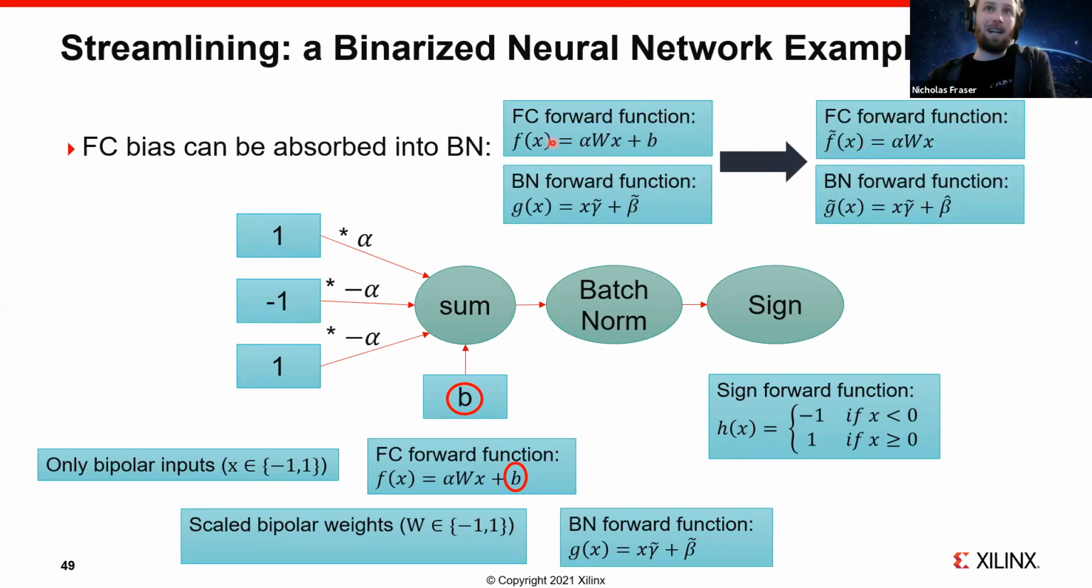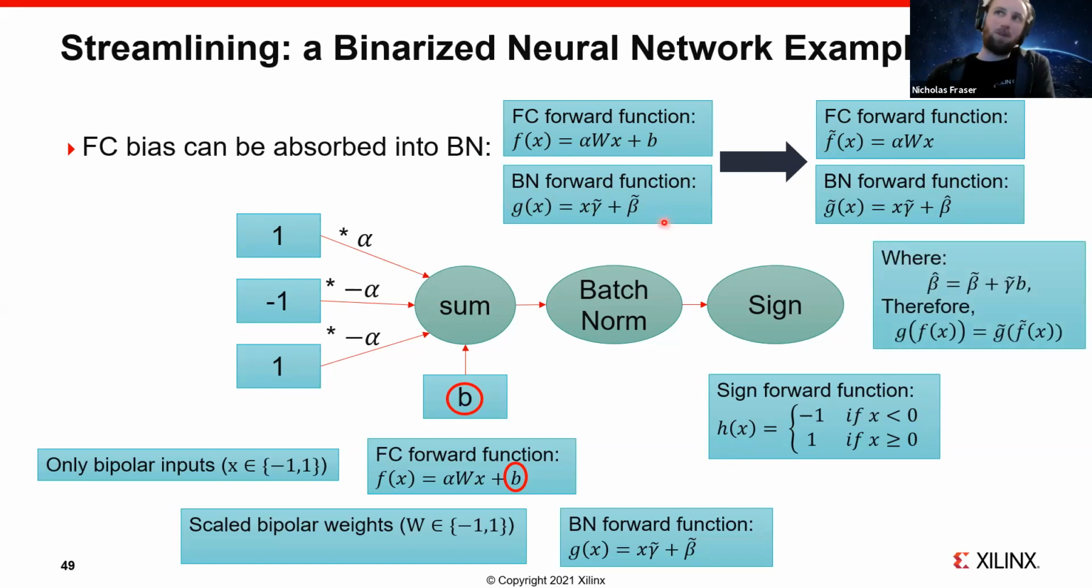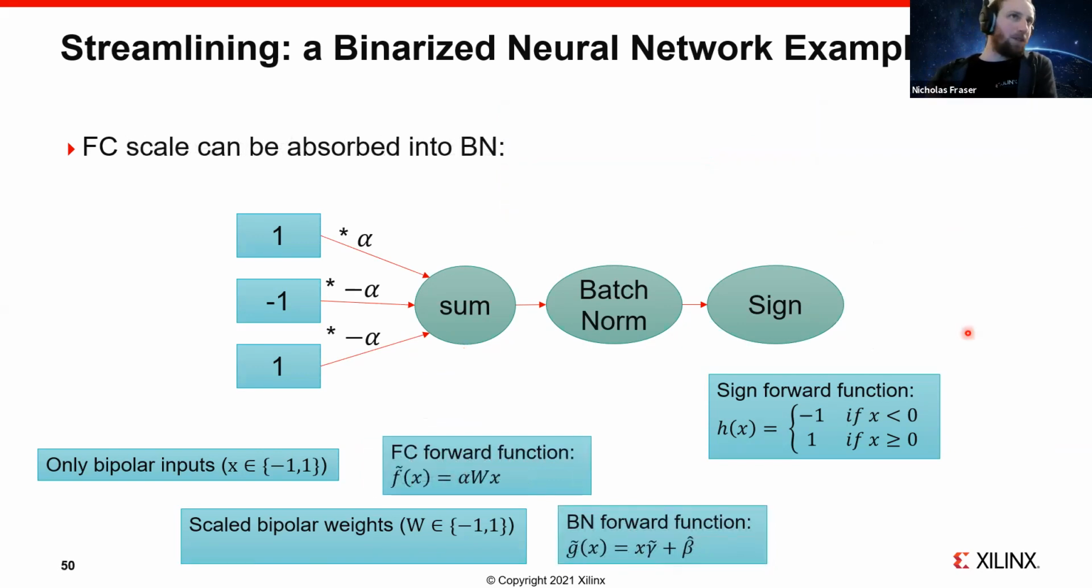So now we're actually changing the fully connected function, but because we're changing it in a linear way by subtracting this constant bias, and adding this constant bias to the batch normalization function, we can come up with a new expression for the batch normalization function so that the composition of these two functions remains the same. And so that's what I'm putting at the bottom here, right? So we just saved ourselves another floating point addition. Okay, what else can we do?